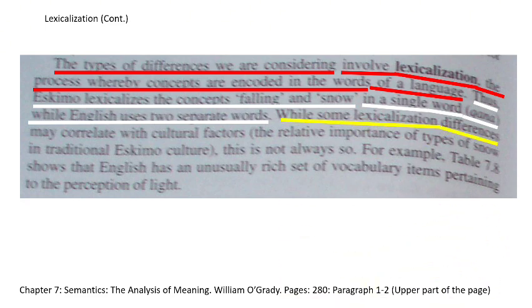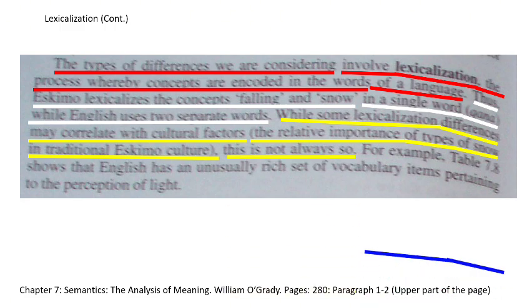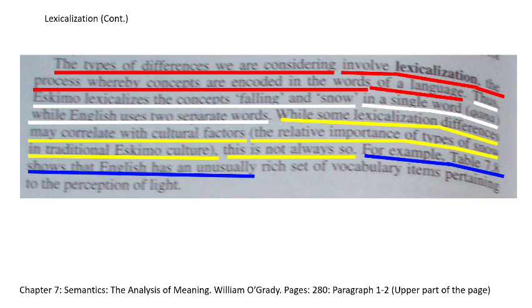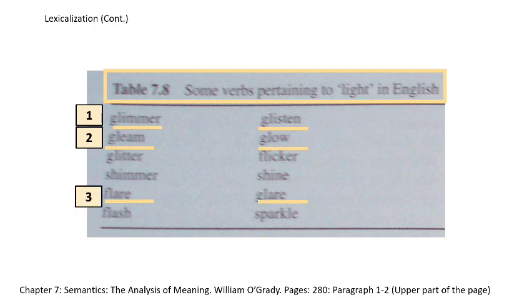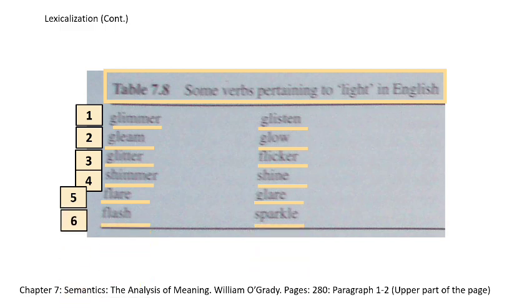While some lexicalization differences may correlate with cultural factors, such as the relative importance of types of snow in traditional Eskimo culture, this is not always so. For example, Table 7.8 shows that English has an unusually rich set of vocabulary items pertaining to the perception of light. Table 7.8. Some verbs pertaining to light in English: glimmer, glisten, gleam, glow, glitter, flicker, shimmer, shine, flare, glare, flash, sparkle.